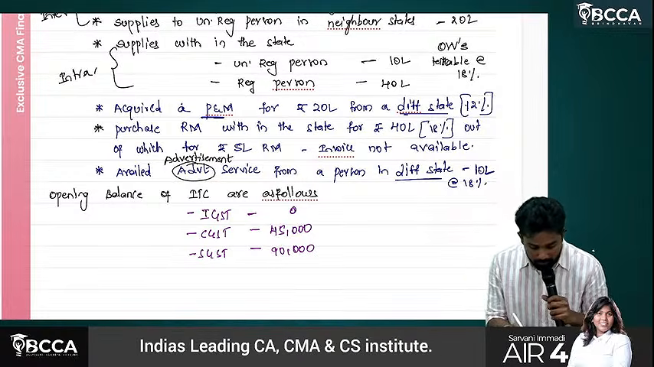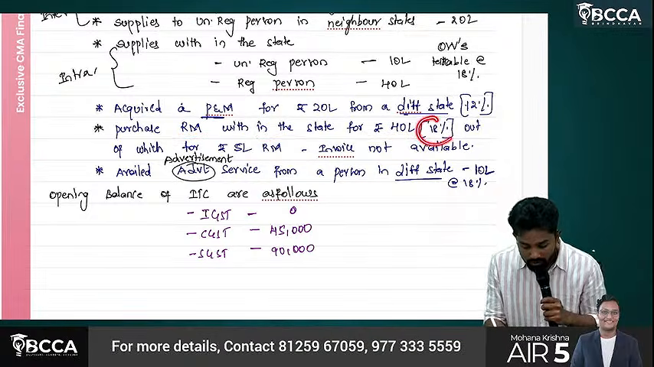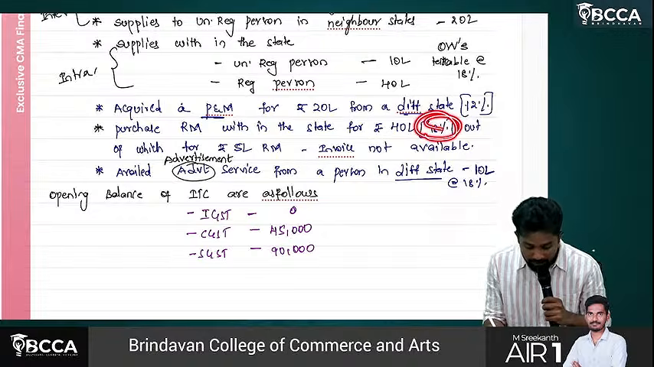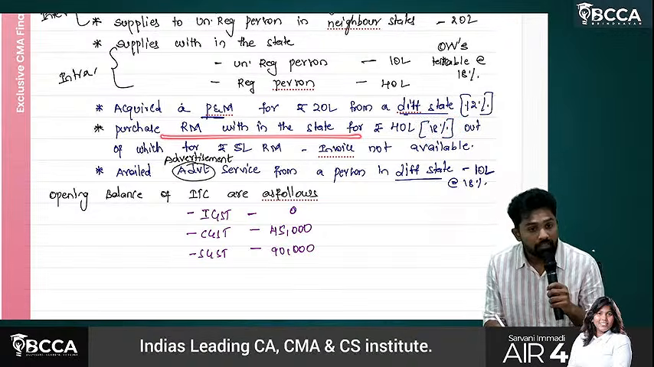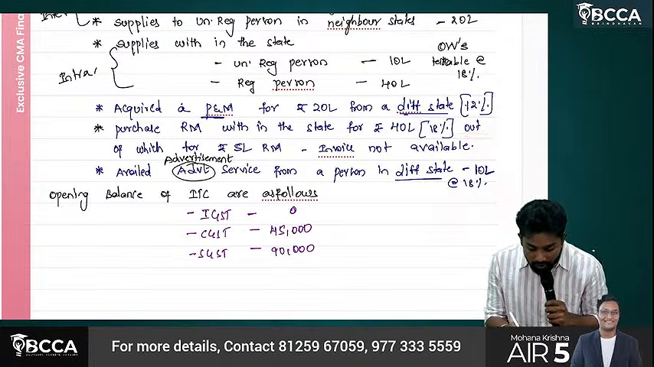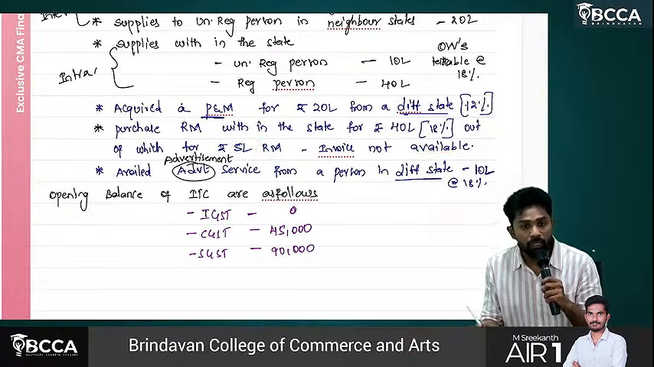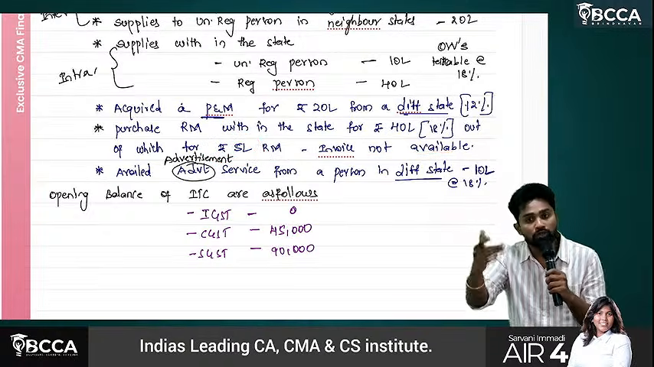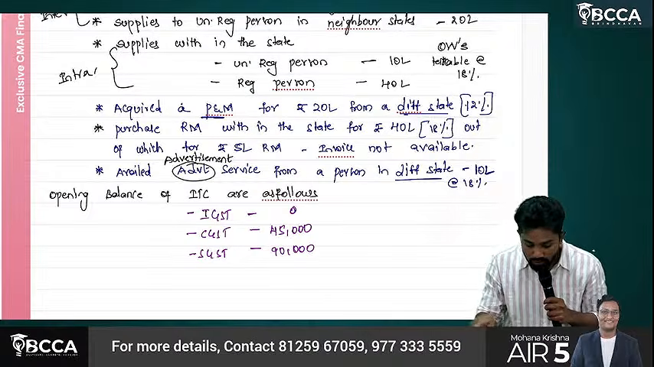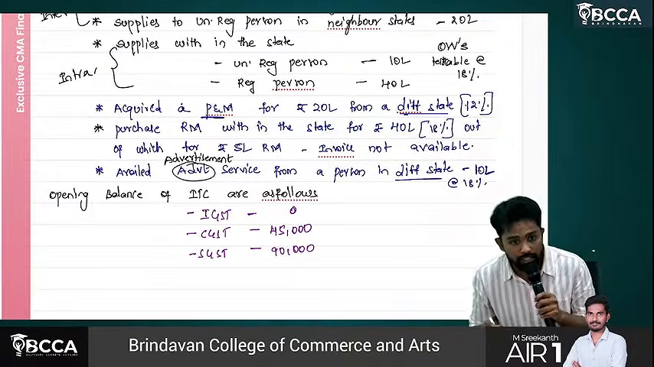Then purchase of raw material within the state for how much? 40 lakhs. On this also, what is the tax rate, sir? 18%. Within the state, intrastate, CGST, SGST. Out of which, for 5 lakhs worth of raw material, the invoice is not there. Sir, actually, if there is no invoice, you cannot avail ITC. So on this 5 lakhs worth you cannot avail ITC. Only on 35 lakhs can you avail ITC.